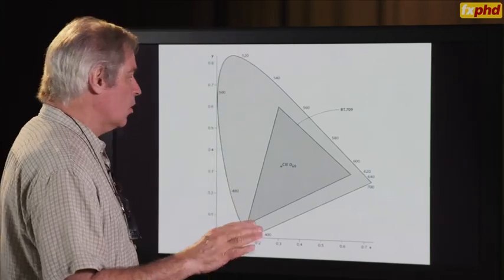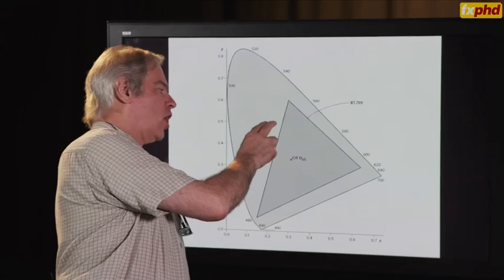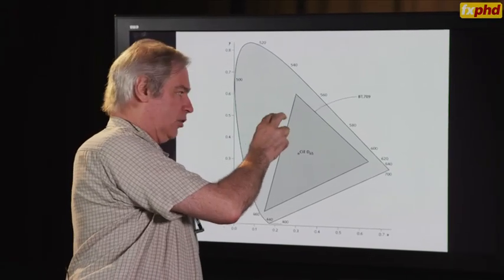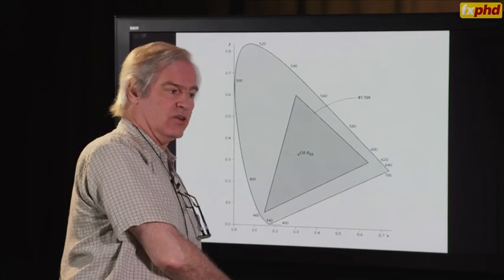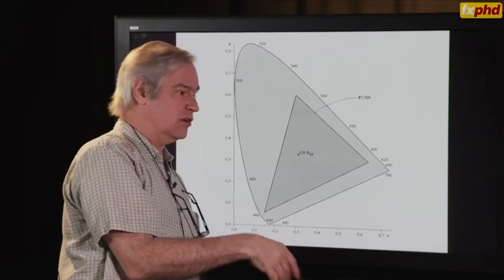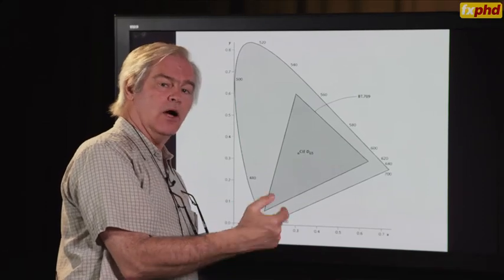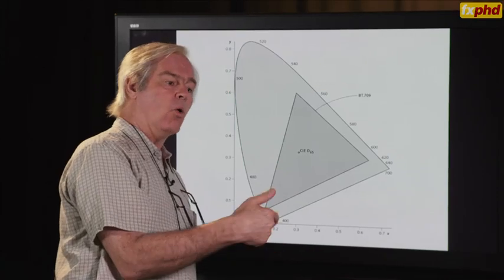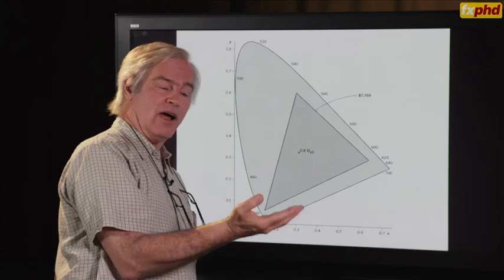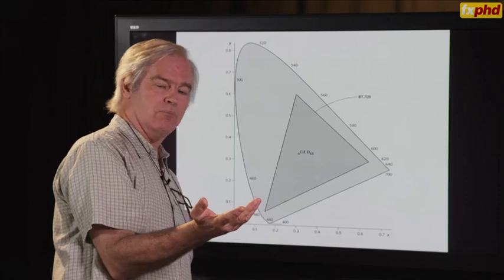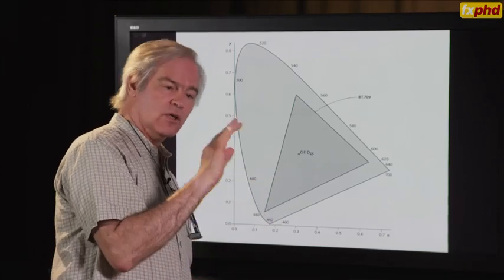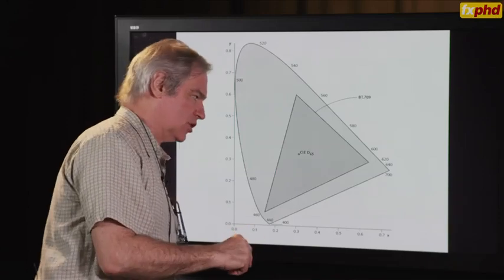Now, the problem with 709 is there's lots of interesting cyan colors over here, which cannot be coded in 709, but they can be printed very easily on either an inkjet printer or in graphic arts offset printing in a transit shelter, poster ad, or all sorts of important industrial applications.